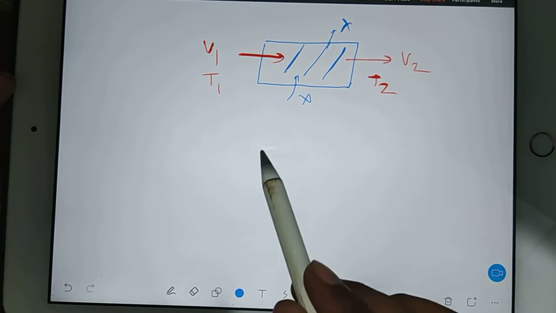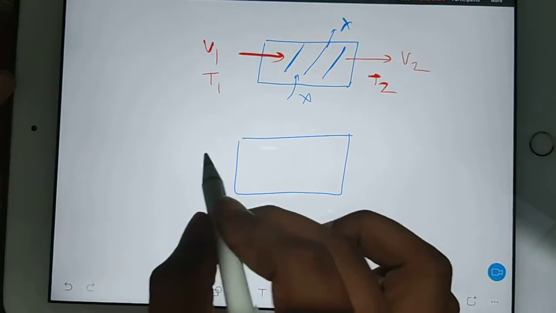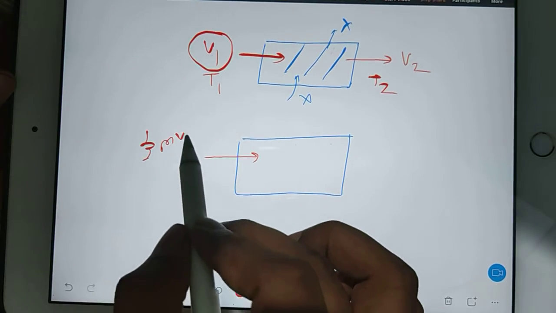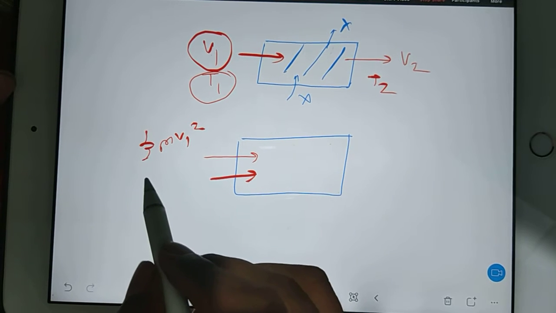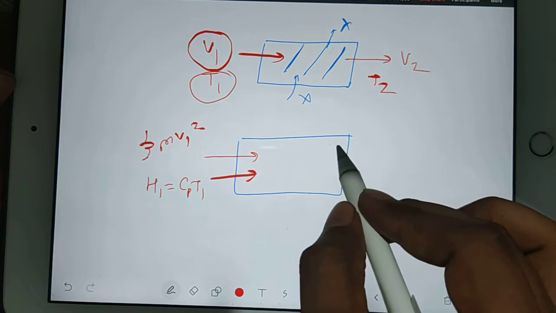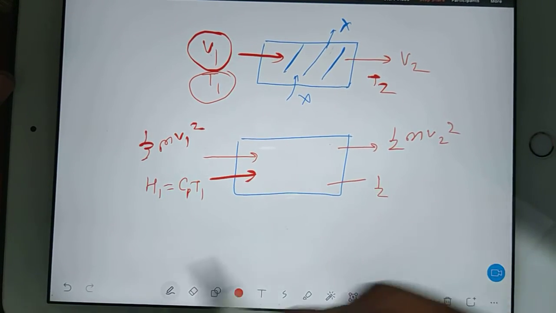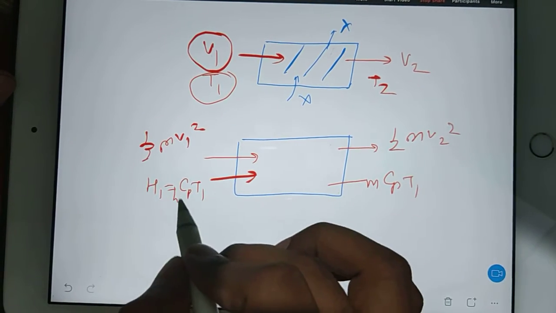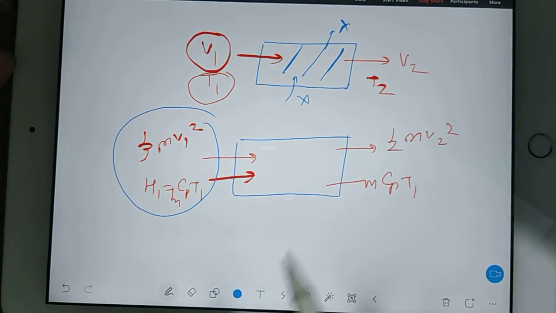This given question is very easy. If you have a nozzle, then at the inlet, which energy is entering? Kinetic energy, that is half m v1 square. You have temperature, which energy will be entering? Enthalpy, that will be H1, that is nothing but Cp T1, multiplied by m also. Then again at exit, half m v2 square, again Cp T2 multiplied by m also. So, this equation is your input equation, because it is a nozzle.